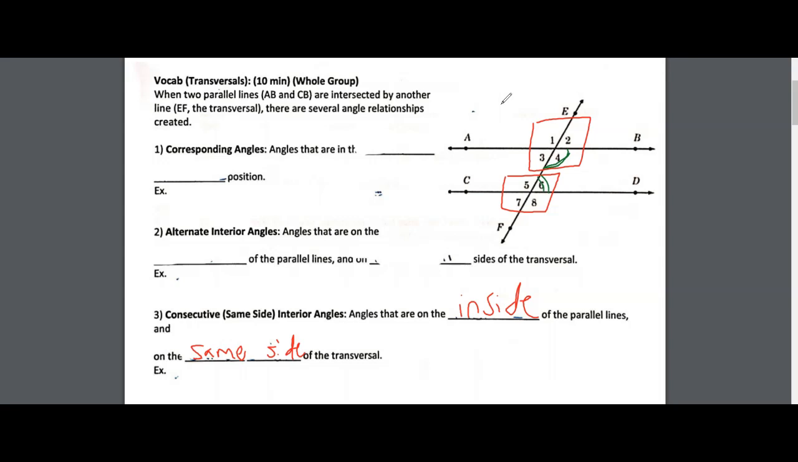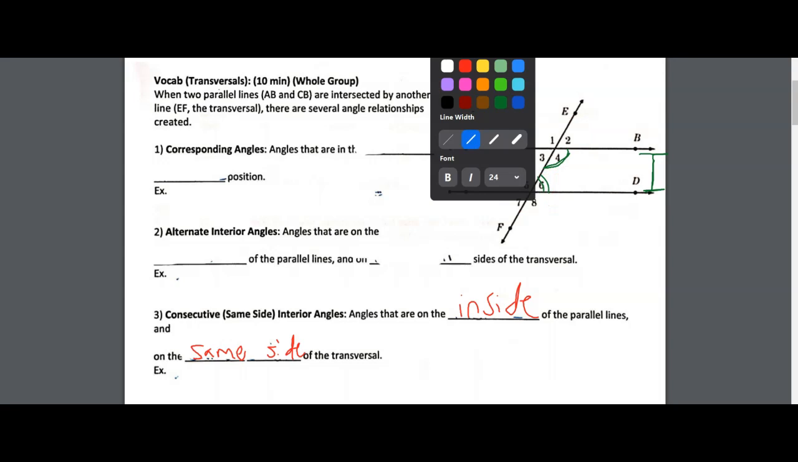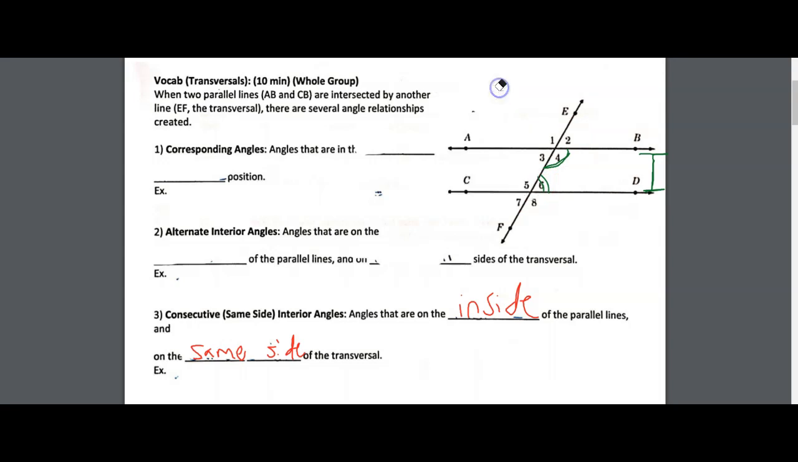So angle 4 and angle 6 are on the inside of the parallel lines. They're inside, and they're on the same side of that transversal. They're both to the right side of line EF. All right, so let me make this a little bit more clear. Again, line EF is our transversal, and angles 4 and 6 are on the same side. They're both on the right side.